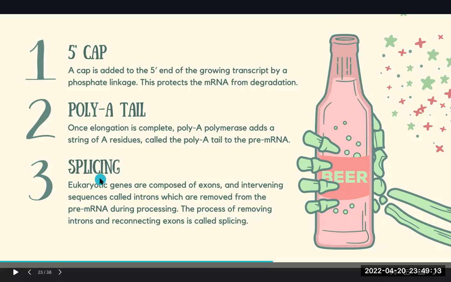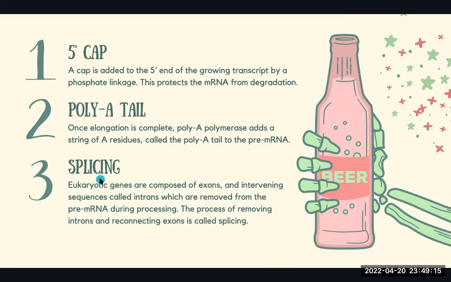Pre-mRNA splicing. Eukaryotic genes are composed of exons, which correspond to protein coding sequences. Exon signifies that they are expressed, and intervening sequences called introns. Intron denotes their intervening role, which are removed from the pre-mRNA during processing. Intron sequences in the mRNA do not encode functional proteins, so they are pretty much useless.